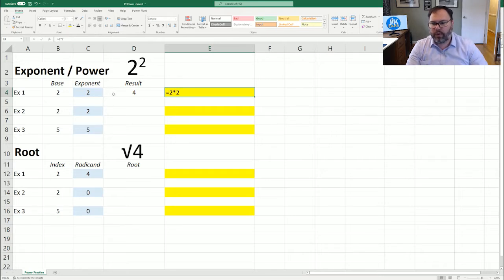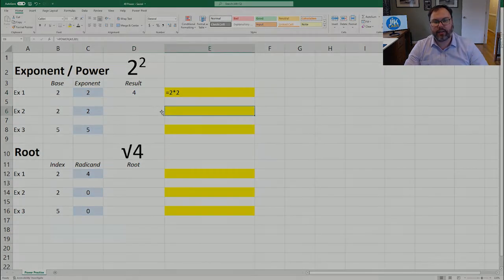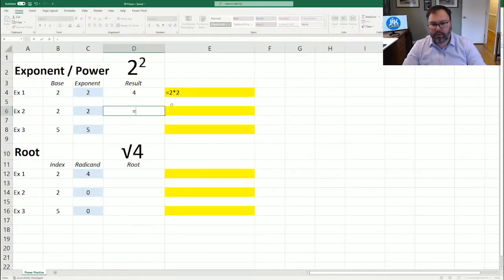But what if it was 2 to the 20th? We'd have to come in here, times 2, times 2, times 2, times 2, times 2, times 2, times 2. Nobody has time for all that. So Excel has some built-in features as well as some equations to allow you to easily calculate the power. So let's come in here and show you this function, and that is equals power.